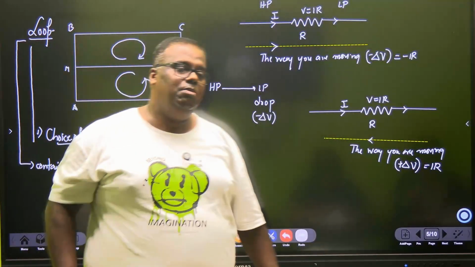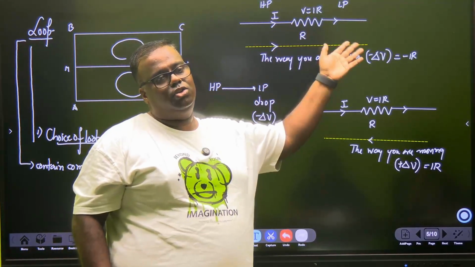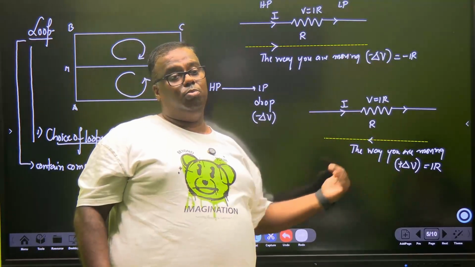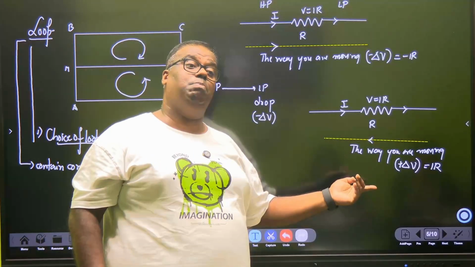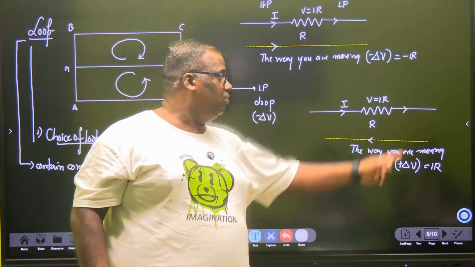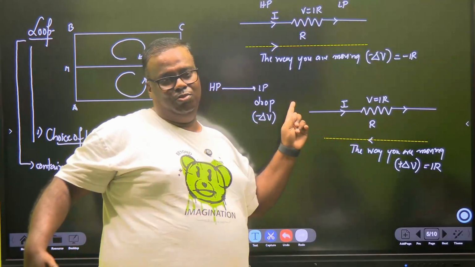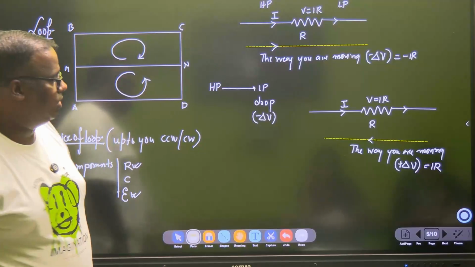So some people remember it this way. Look, if you are traveling along the current's direction, all the drops are negative. If the current is opposing your chosen path, then that drop will be taken as positive. You're coming from the poor side, you gained and you're moving this side. Okay? Okay.